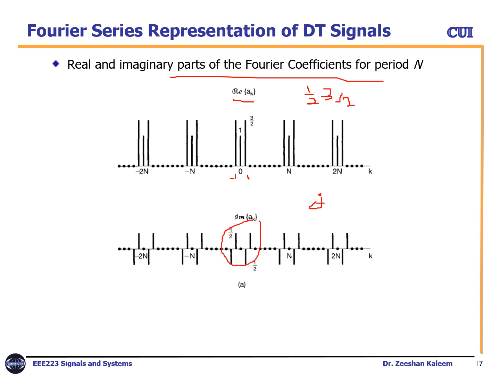And these are repeating after period N. You can see that the results are the same. There is no difference between them. So overall your coefficients will repeat after period N to N and minus N to N, similarly for the imaginary part as well.